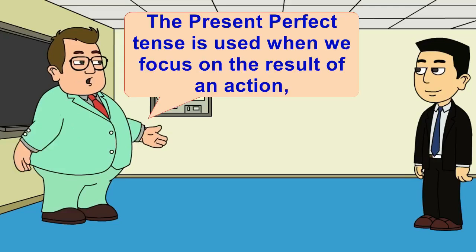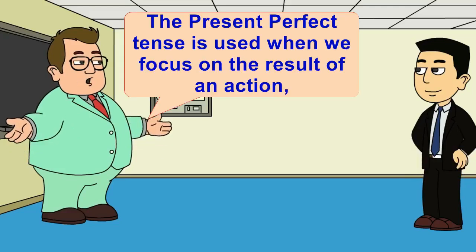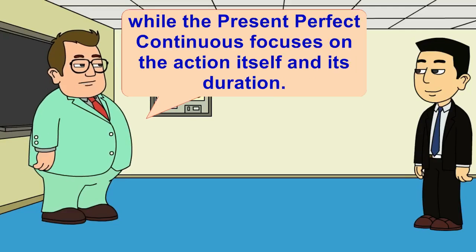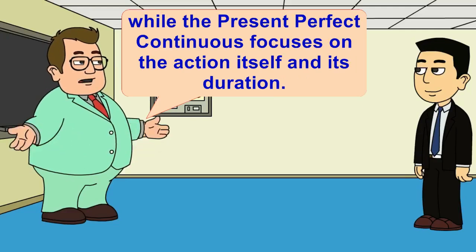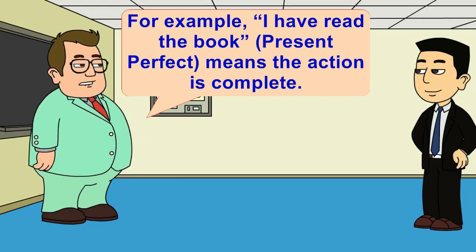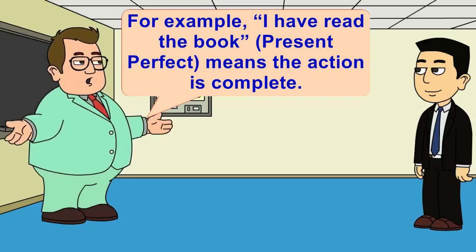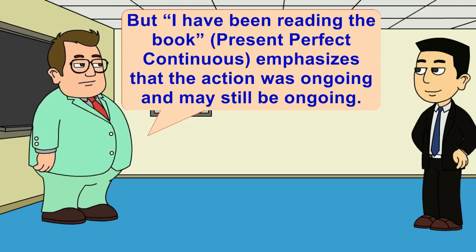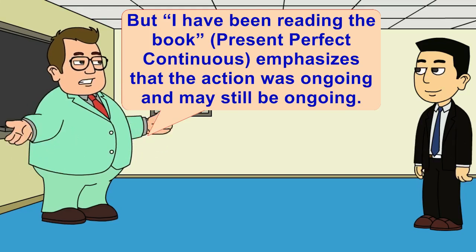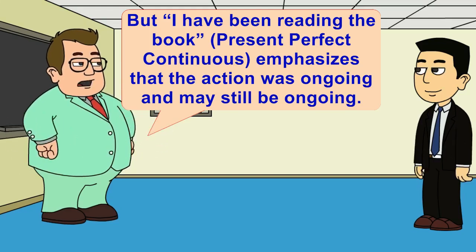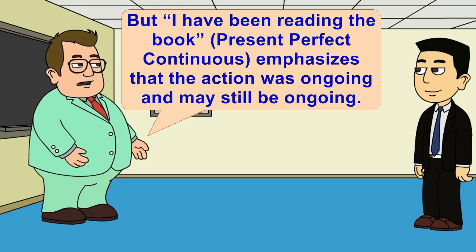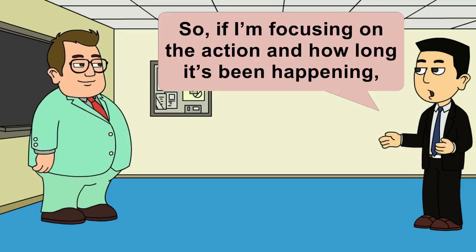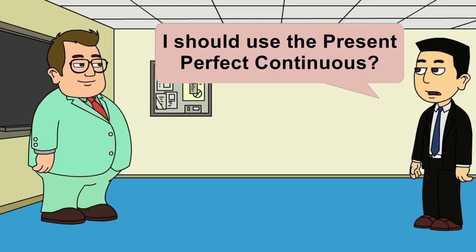Yes, there is. The present perfect tense is used when we focus on the result of an action, while the present perfect continuous focuses on the action itself and its duration. For example, I have read the book. Present perfect means the action is complete. But I have been reading the book. Present perfect continuous emphasizes that the action was ongoing and may still be ongoing. So, if I'm focusing on the action and how long it's been happening, I should use the present perfect continuous?